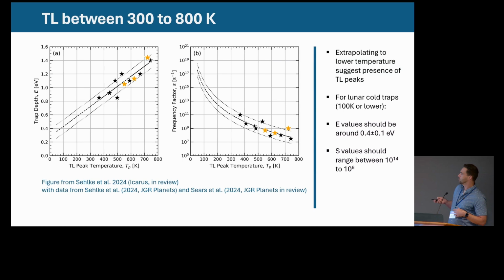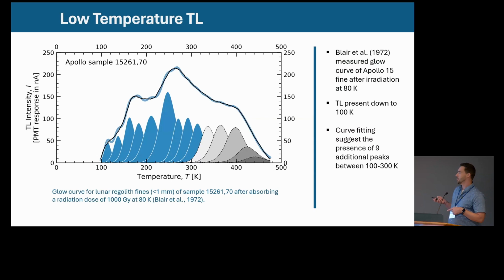So if we're thinking about lunar cold traps, temperatures around maybe 100 degrees, to make it easy, we would expect there's traps with an E value of 0.4 and an S value somewhere around 10 to the 15. There was only one study done many years ago, in 72, where a group of researchers looked at one sample of Apollo 15 find. They had the capability to irradiate that sample at 80 K using liquid nitrogen, and then switch on the heater and look if there was light coming off. That's really the only cryo-TL glow curve that we have.